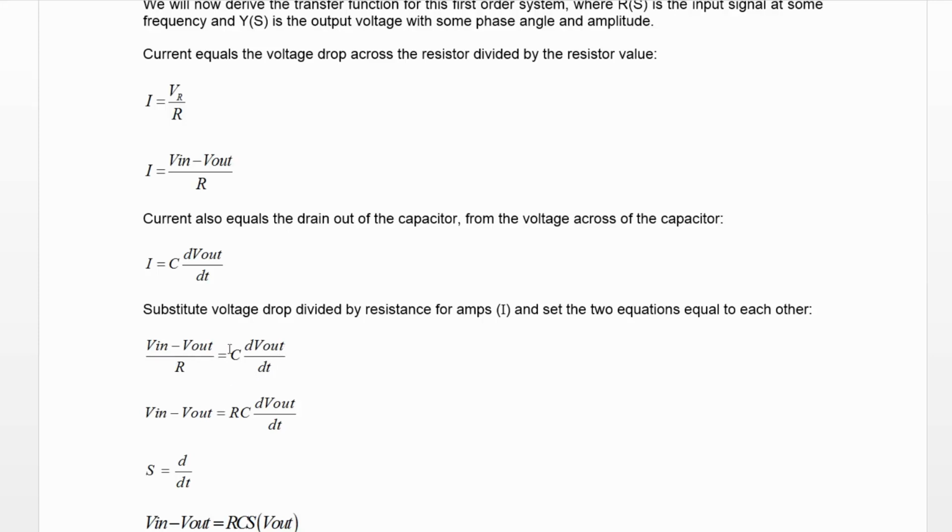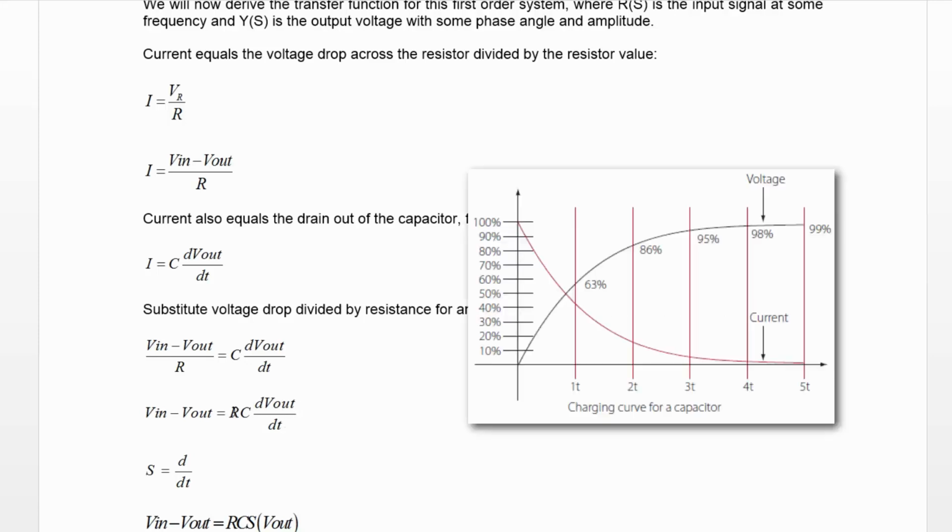Okay, multiply both sides by R, and we get voltage in minus voltage out equals RC dVout/dt. Well, RC is a time constant. You should know that resistance times capacitance equals a time constant. Your resistance times your capacitance forms a time.